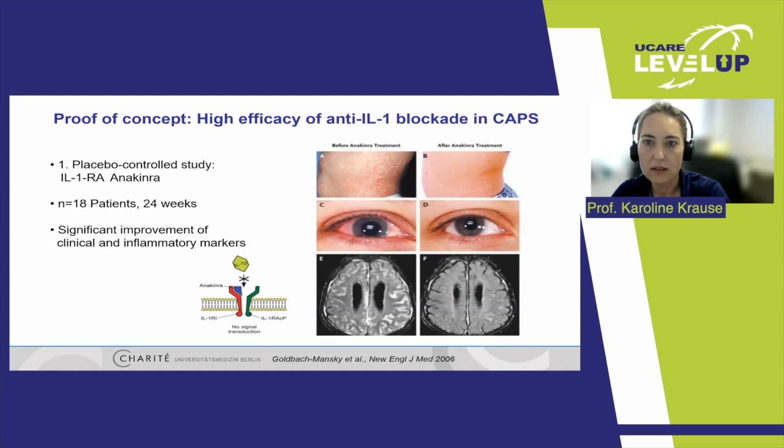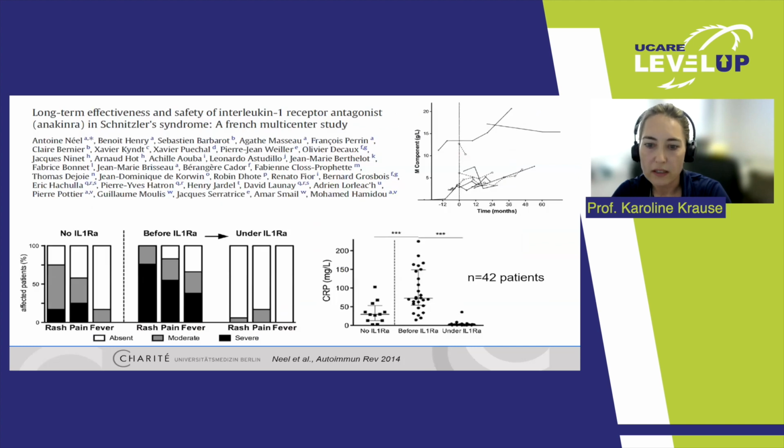So the first proof of concept that this is really effective in one of these rare diseases in CAPS patients came from this small study, only 18 patients, both children and adults were included, placebo-controlled, received anakinra treatment, and within days you could see a clinical and also laboratory improvement in these patients, very similar to what Anne described with her Still's disease patient. So this is also true for Schnitzler syndrome.